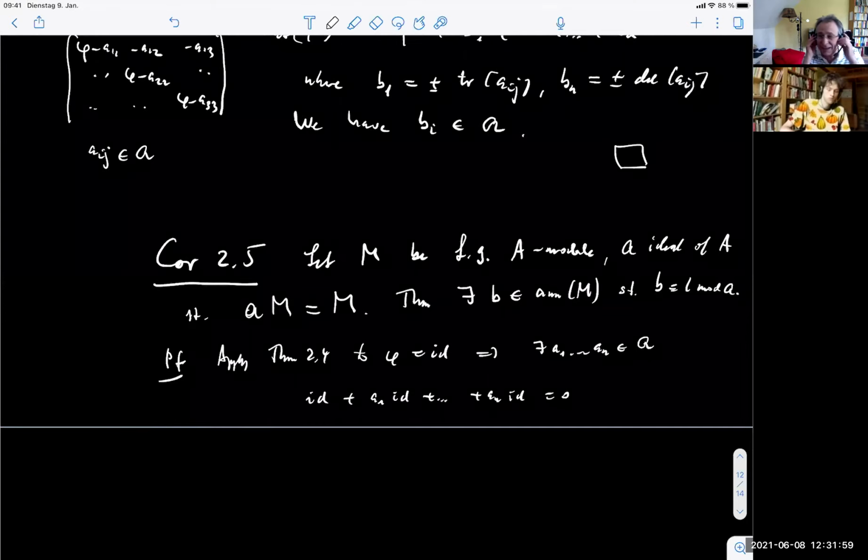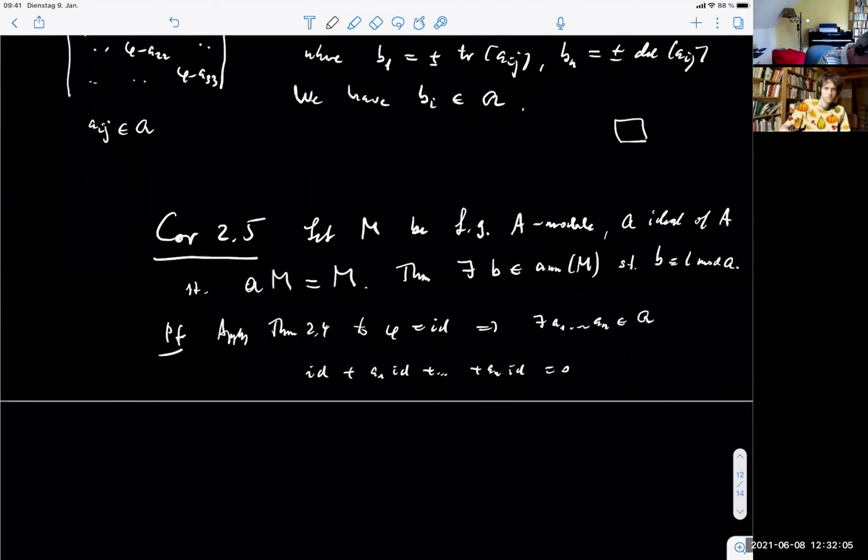Okay, I don't write identity to the n, blah, blah, blah. It's just identity. So this means, okay, I write it this way, 1 plus this times identity equals 0. But this means that this multiplied with x is 0 for all x in M.